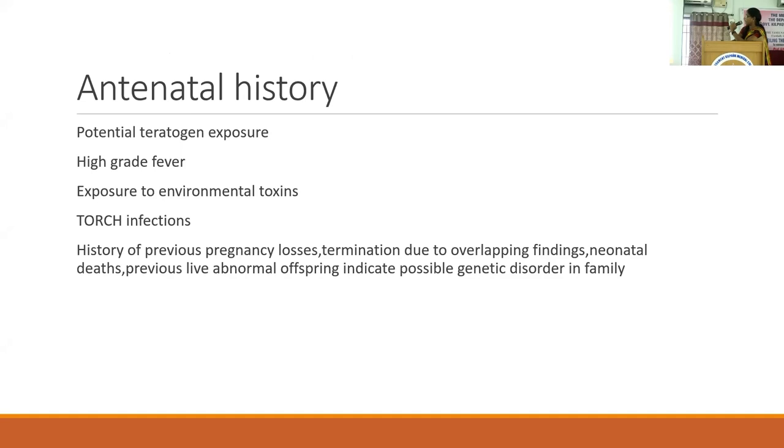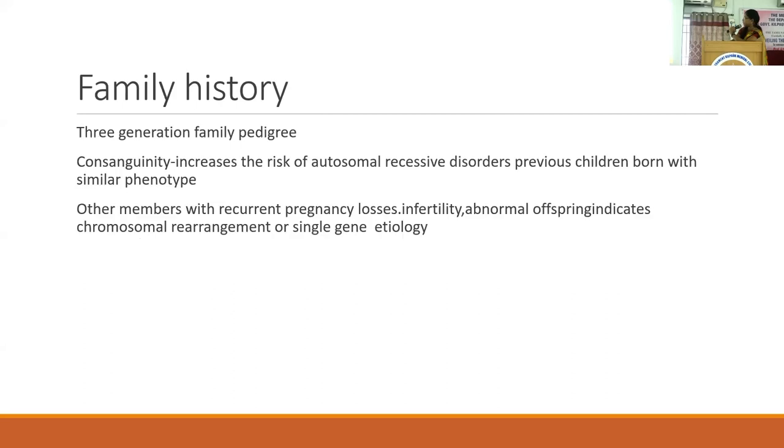So what do we ask in the antenatal history? Mainly the potential teratogens, that is, the drugs which have been taken in the embryo period. High-grade fever, exposure to environmental toxins, TORCH infections screening. A history of previous pregnancy losses will give a clue to genetic disorders. Termination due to overlapping findings in the previous pregnancies, which the mother may not be aware of, but the records have to be gone through, and the ultrasound findings of the previous termination should be looked into. Neonatal deaths in previous pregnancy, or a previous live abnormal offspring in the family, indicate the possibility of a genetic disorder in the family.